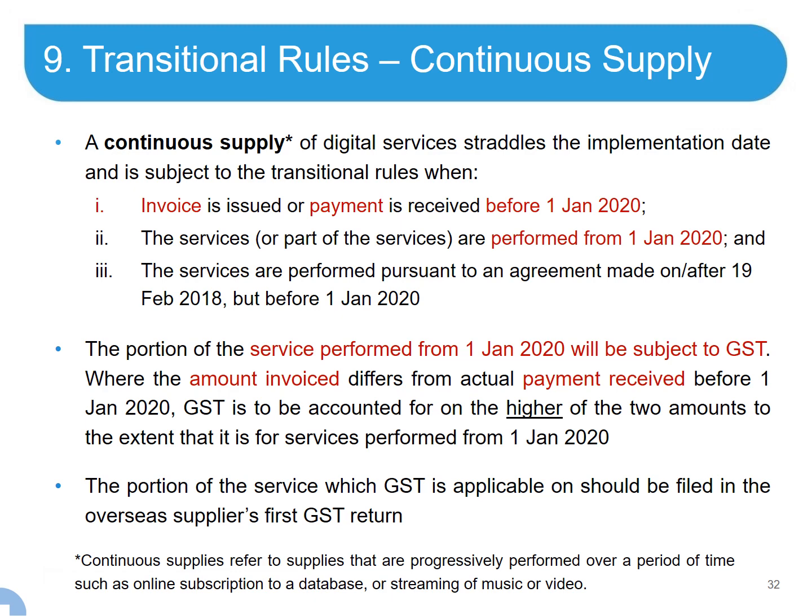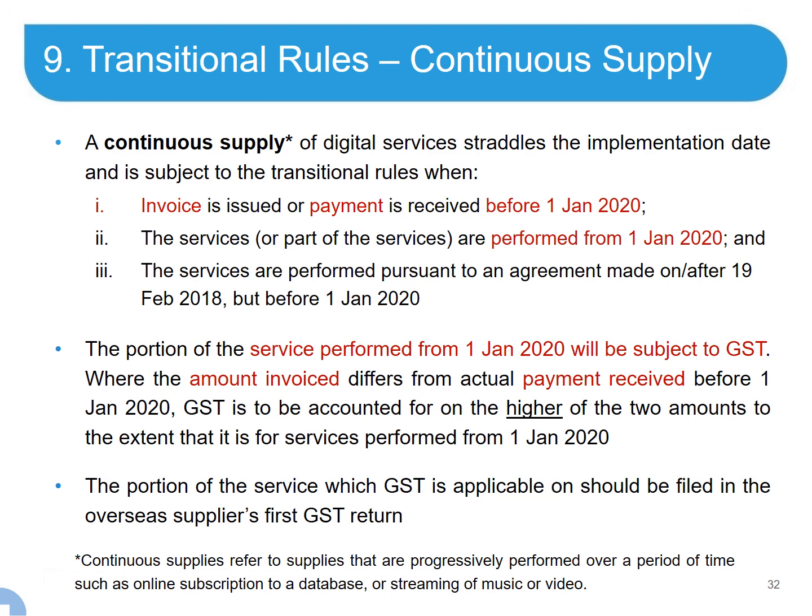In other words, in the context of OVR, the term continuous supply simply refers to services performed over a period of time. The key thing to take note of for a continuous supply of services that straddles the implementation date is we are looking at the portion of the services that are performed from the implementation date of 1st January 2020.